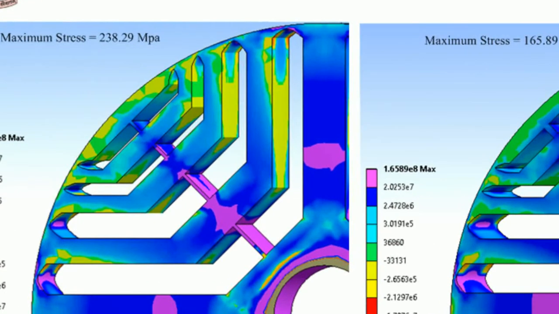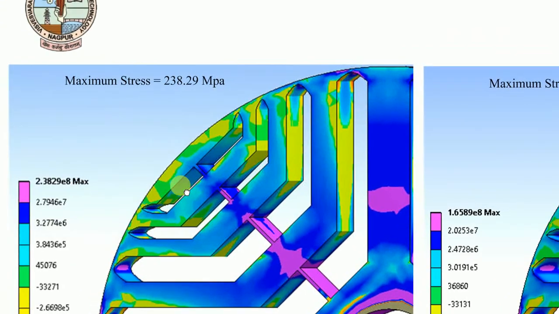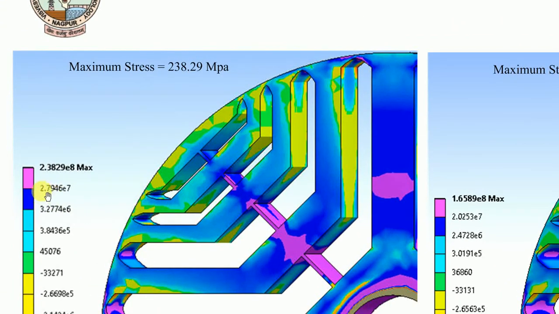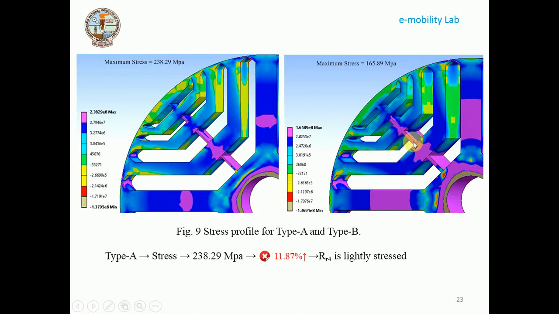Let me show you. This one is lightly stressed. You can see here it is around 22 megapascal. This radial rib is lightly stressed. Coming to the next figure, type B; this one we have taken as type A, and this is type B, 1 mm rib width.